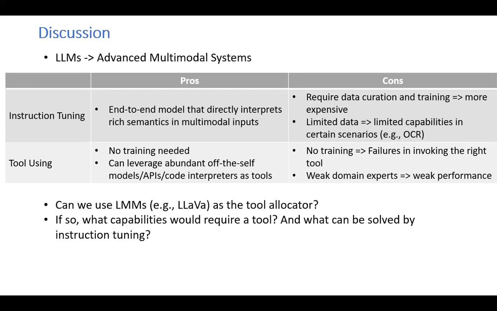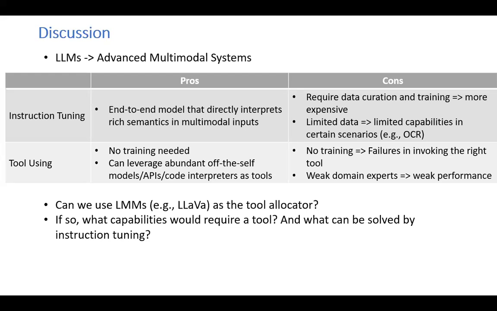And as a summary, from the last two talks of today's tutorial, we have covered two directions on building advanced multimodal systems, all based on large language model. One is instruction tuning from the last talk, and the other is the tool using in this talk. These two directions have their own pros and cons. For one, instruction tuning can enable an end-to-end model that directly interprets rich semantics in multimodal inputs. However, as it requires training, it requires data curation and computation resources, hence much more expensive. And when tuned with limited data, it will lead to limited capabilities in certain scenarios like OCR mentioned by Chunyuan.